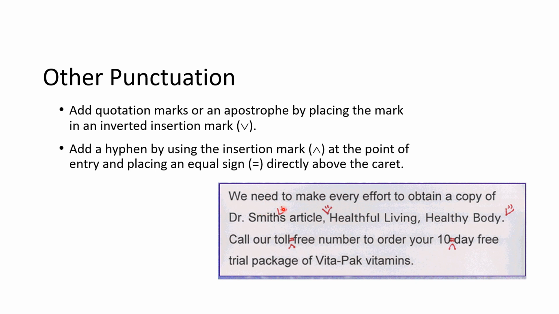Okay, for the punctuation marks that sit at the top, you do not use the caret, but the inverted insertion mark, inverted caret. Okay, so example, there should be an apostrophe here. So you use an inverted caret, inside it, the suggested apostrophe. There should be quotation marks here. So use the inverted caret and then inside the inverted carets are the suggested quotation marks. To add a hyphen, you place a caret and then on top of the caret, the suggested hyphen. Okay?